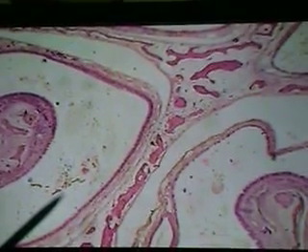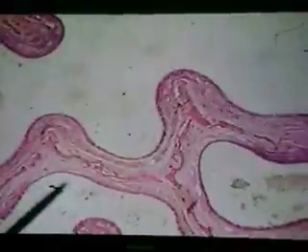Now, just give me a minute with this slide. Let me put it on a very low power. So you can see this nasal cavity is very complex. You can see from all of these concha here. There's a lot of concha in this nasal cavity right here.